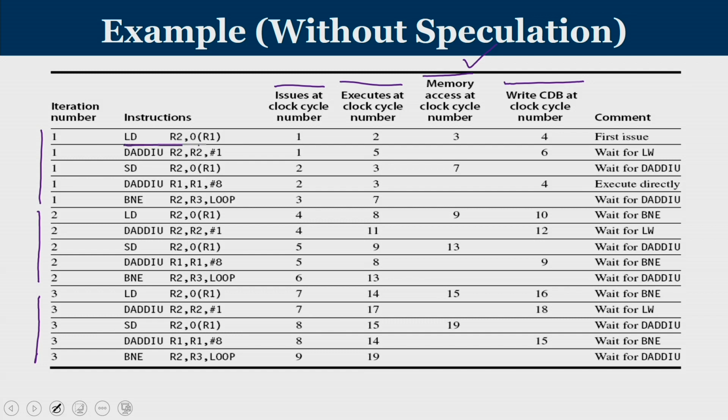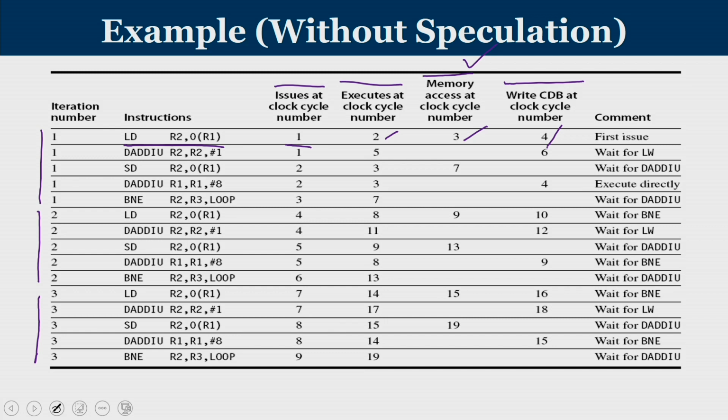You take the first instruction, let us say I am going to issue it in cycle number 1, then execution happens in cycle number 2. Since it is a load instruction, what happens in the execution stage? You compute the effective address, so 0 plus R1 is computed. That happens in cycle number 2, and in cycle number 3 you go to the memory location given by the address 0 plus R1. So at the end of cycle number 3 the operand is ready, and in cycle number 4 you write into the CDB. Eventually you are going to write into R2.